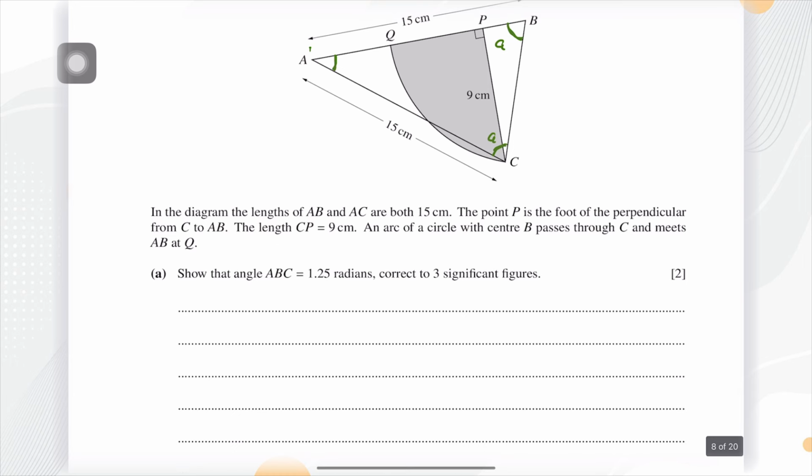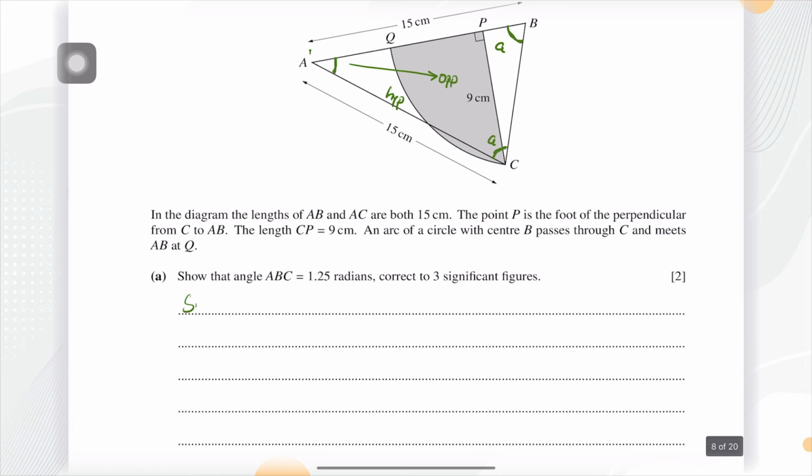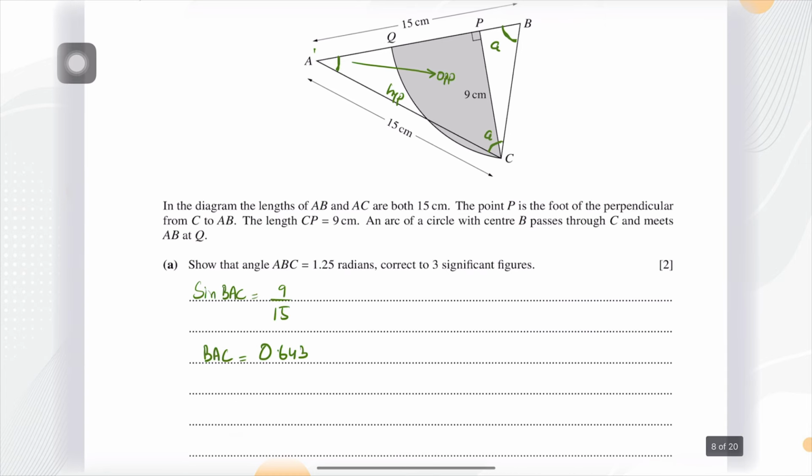Let's first find out this angle for which we have the opposite side, okay, and we have the hypotenuse side. So what trigonometric ratio are we going to use over here? We can use sine, or we can actually use sine rule as well, okay. So sine of BAC is equal to opposite, which is 9 over 15. That's the hypotenuse. So make sure your calculator is still in radian mode, okay. So sine inverse of 9 divided by 15 gives you 0.643.